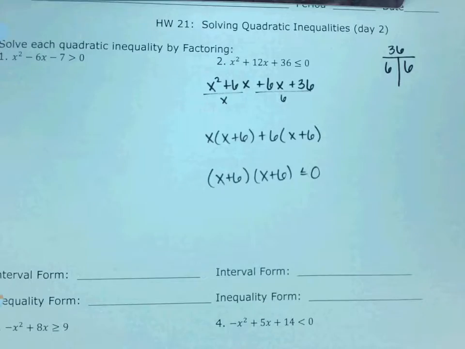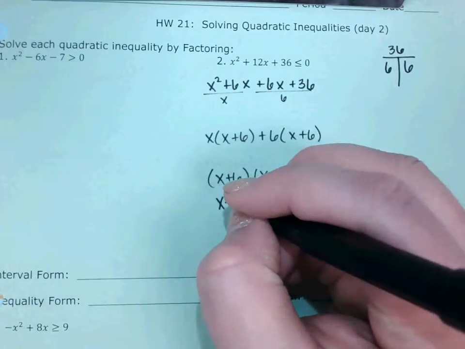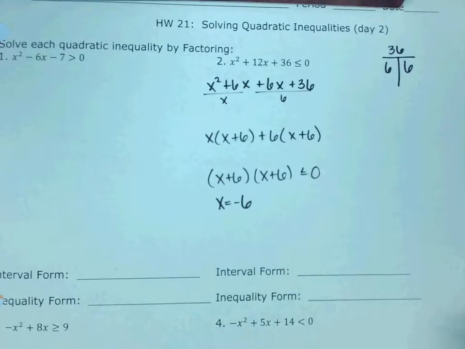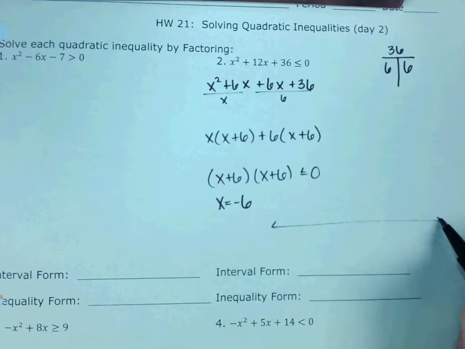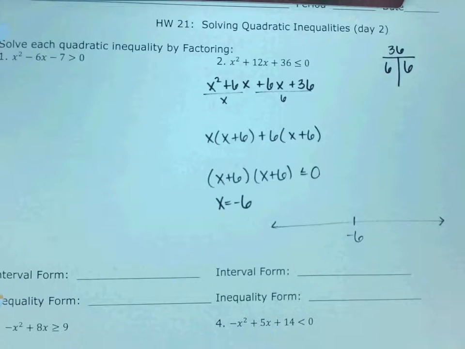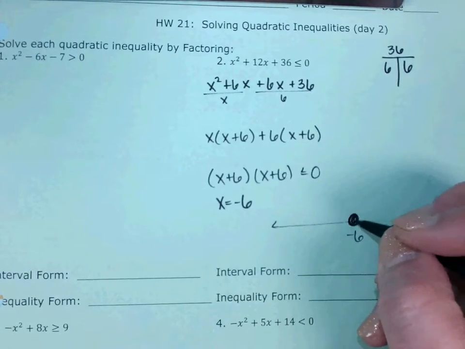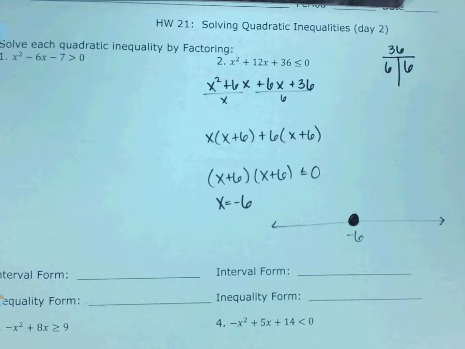Now, when I go to solve, I end up just getting one x value. If they're both plus 6's, my only x is negative 6. So on the number line, how many dots are you putting? Just one. Where are you going to put it? Negative 6. Open or closed? Closed circle. And now, instead of having to check 3 numbers, I only have to check 1 on each side, because I only have 2 sides.